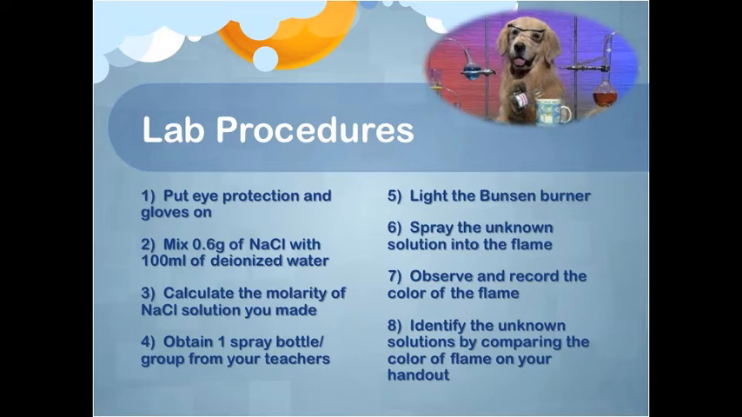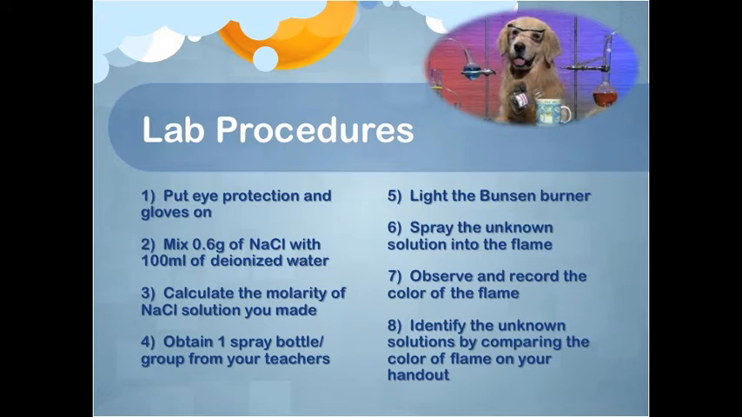Now to the actual lab procedure. Step 1. The first thing that needs to be done before carrying out the lab is to put on some type of eye protection gear, preferably goggles and gloves. Step 2. Mix 0.6 grams of NaCl, or sodium chloride, in 100 milliliters of deionized water. Step 3. Find the molarity of the NaCl solution that was previously made. Step 4. Obtain one spray bottle per group of prepared unknown solution.